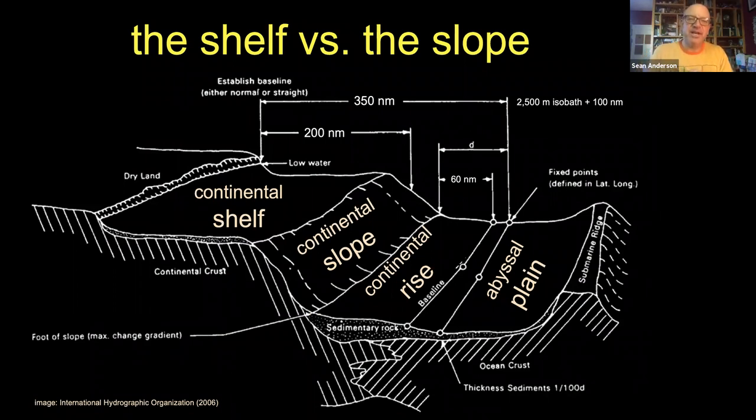So here's an example of the shelf versus the slope. Again, dry land is up here, the terrestrial area is here. We have this broad shelf region. We hit the slope, it drops off. And then we have this toe, this buildup of erosive material at the bottom. And then we hit the abyssal plain, and then it goes on for a while.